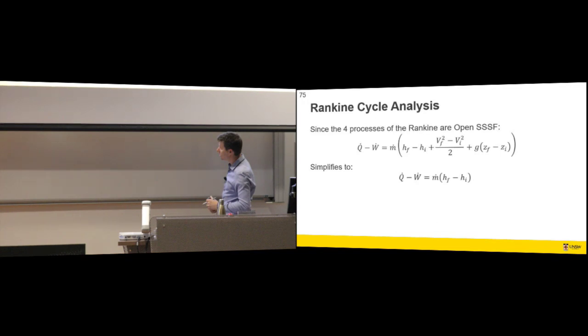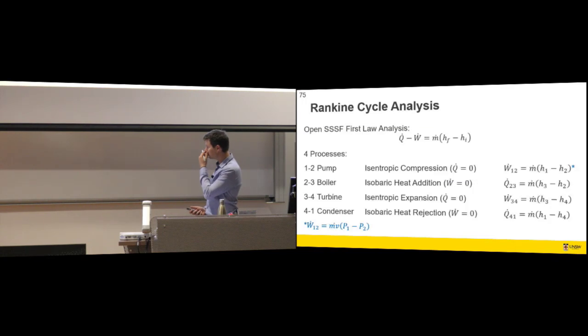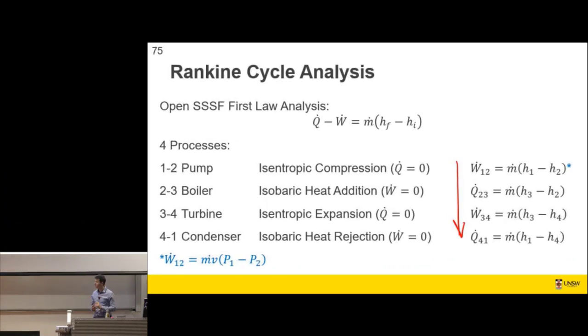Because all four processes are steady state, steady flow, open processes, we have a formula that we can use for those once we've taken out kinetic energy and potential energy, if we assume those are minimal. All right, and here are the four processes. So this is trying to create an analogy between the way we analyze the Brayton cycle and the way we analyze the Rankine cycle.